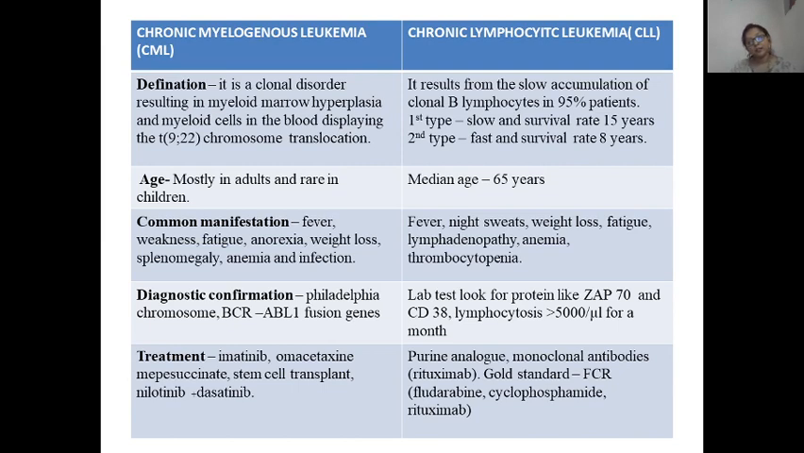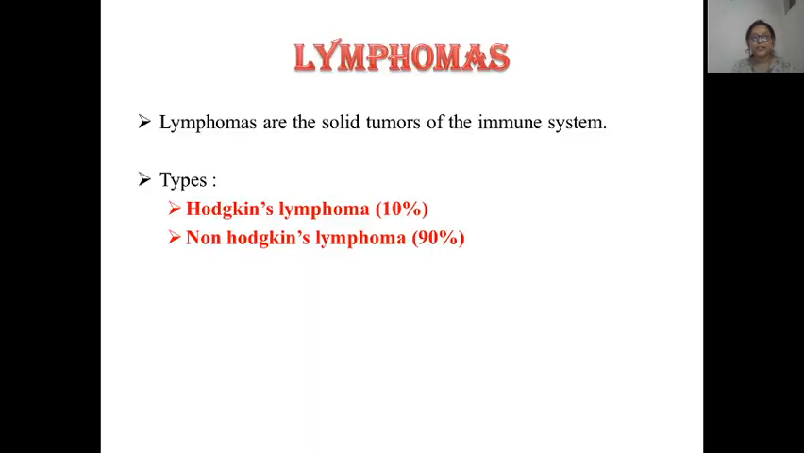If it is seen for some months, and if the lymphocytes are greater than 5,000, then we can conclude that this is chronic lymphocytic leukemia. Also, the medications given are purine analogs and monoclonal antibodies like rituximab, and the gold standard treatment is FCR, that is fludarabine, cyclophosphamide, and rituximab.